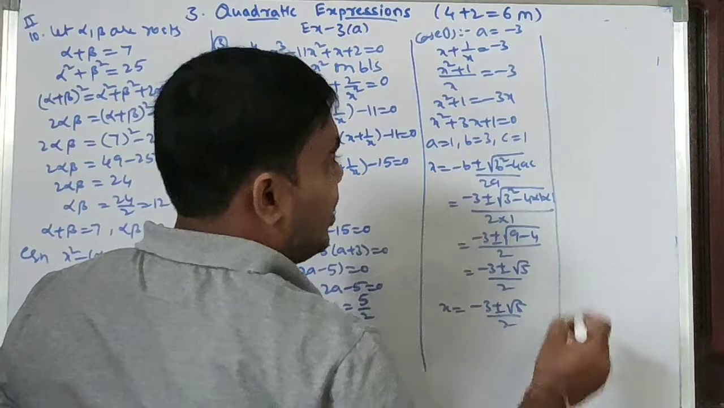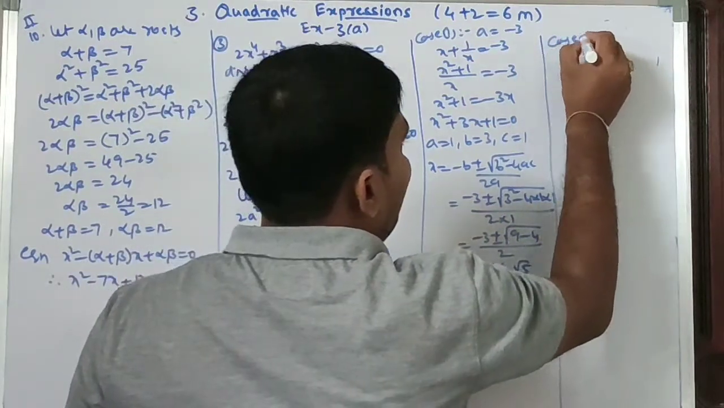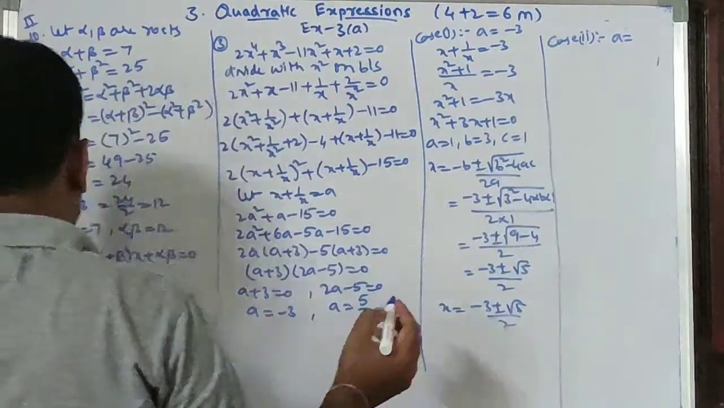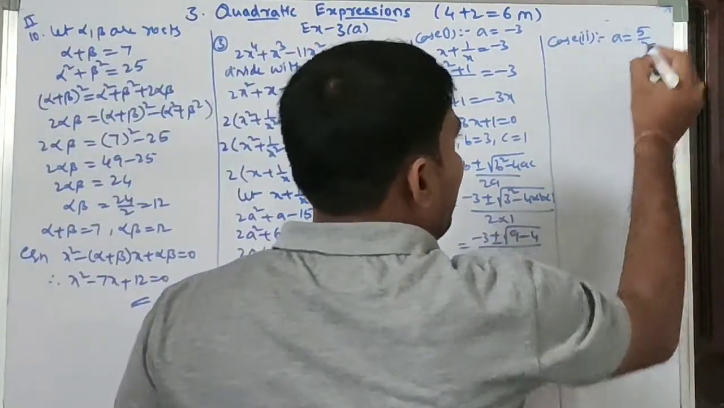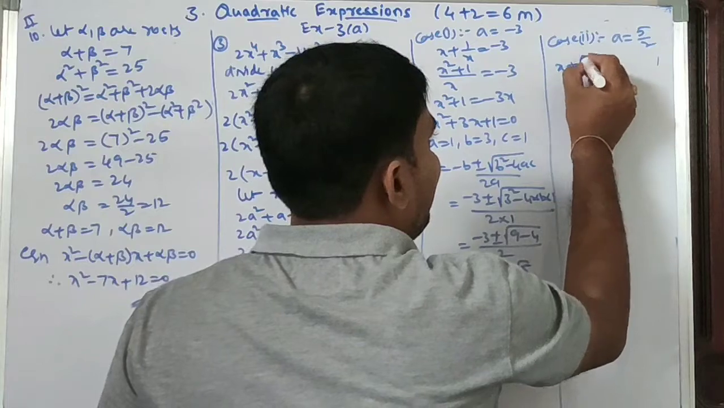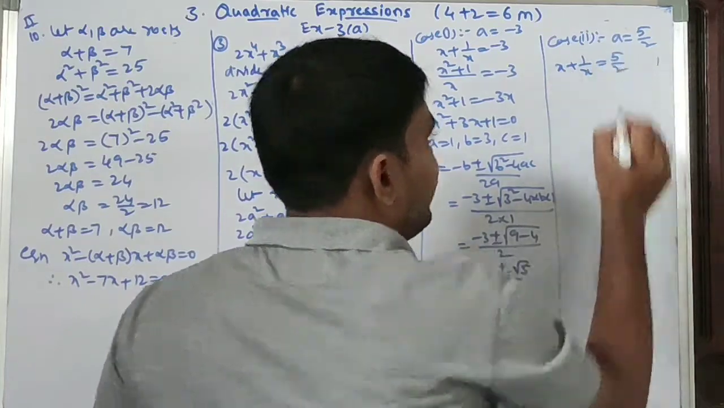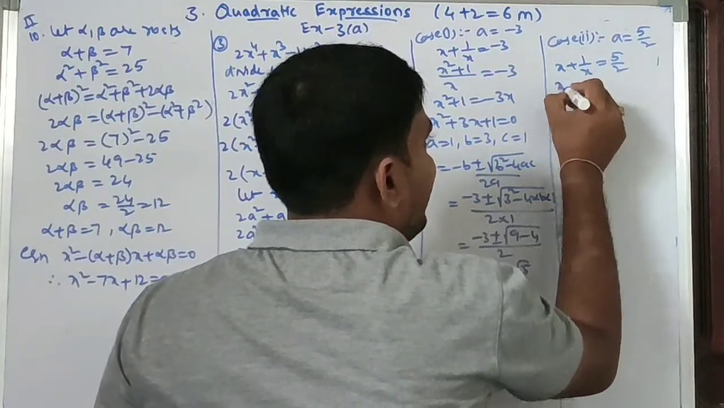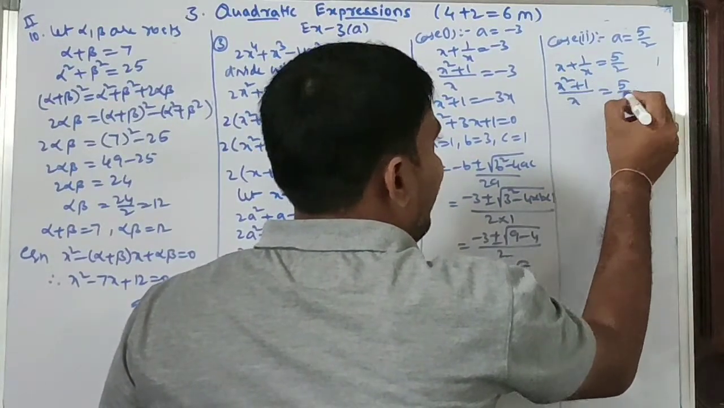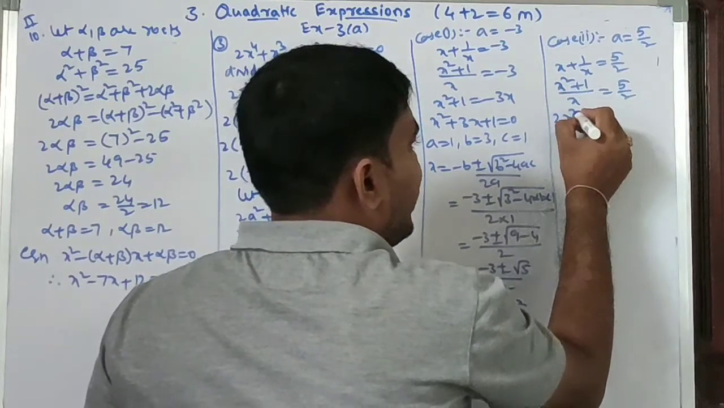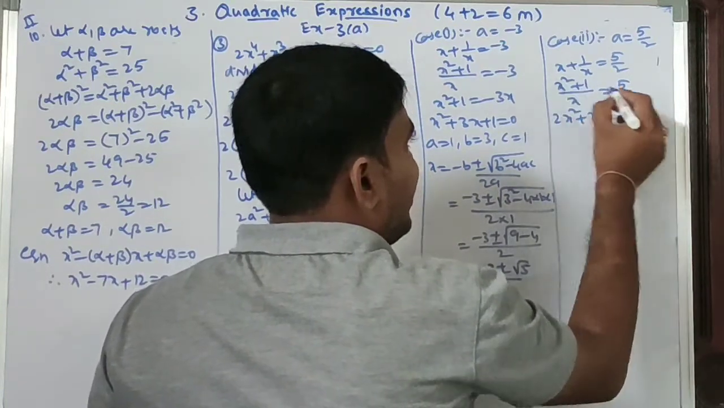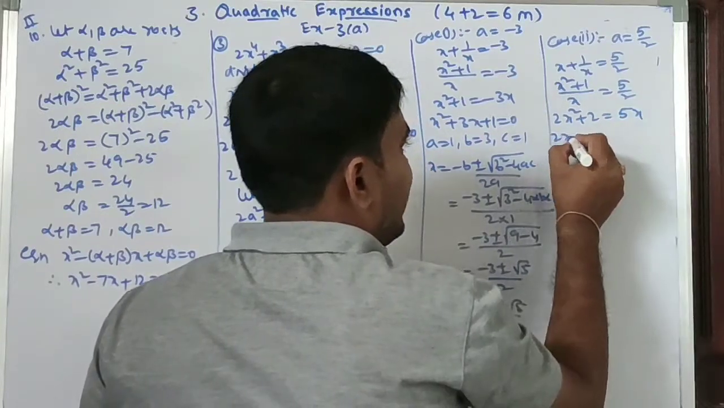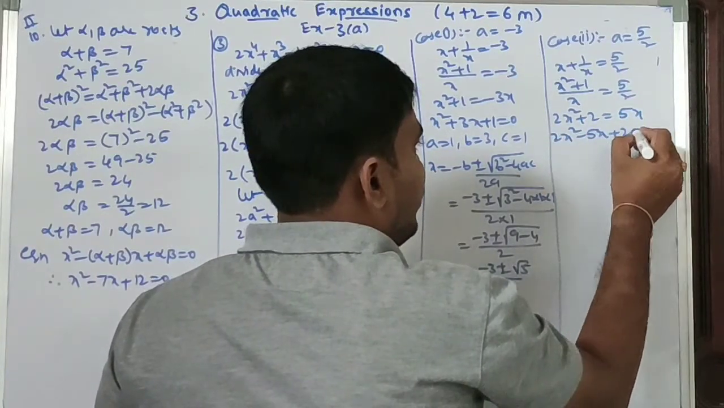Next I am taking case 2. What is case 2? a equal to how much? 5 by 2. If a equal to 5 by 2, what is a? x plus 1 by x equal to 5 by 2. Taking LCM x, x square plus 1 by x equal to 5 by 2. Cross multiplication: 2x square plus 2 equal to 5x. Bringing to the left side, 2x square minus 5x plus 2 equal to 0.